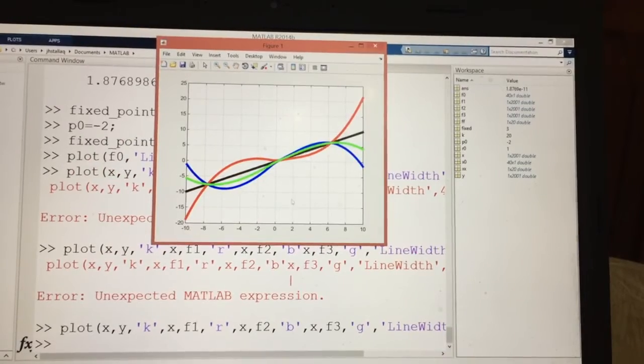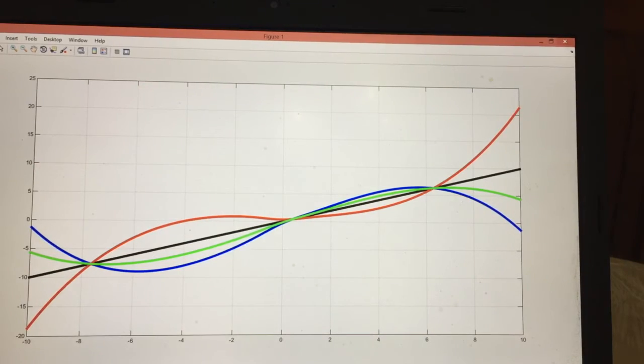Look at these three functions. You can draw them. Practice that. You remember the red one was the original function f1, and the black one is the linear function y equal x. From the original function, this point near zero is stable.